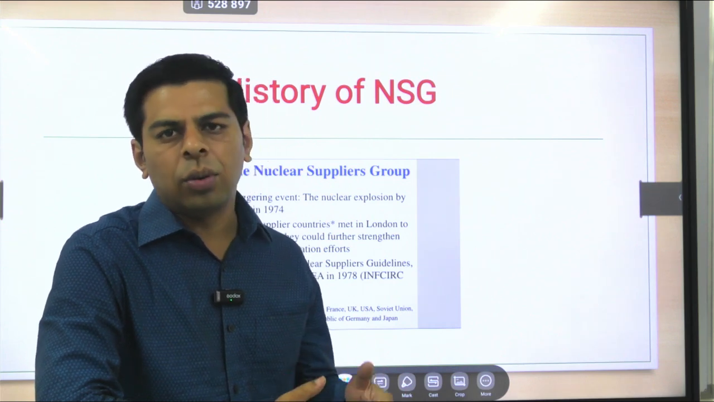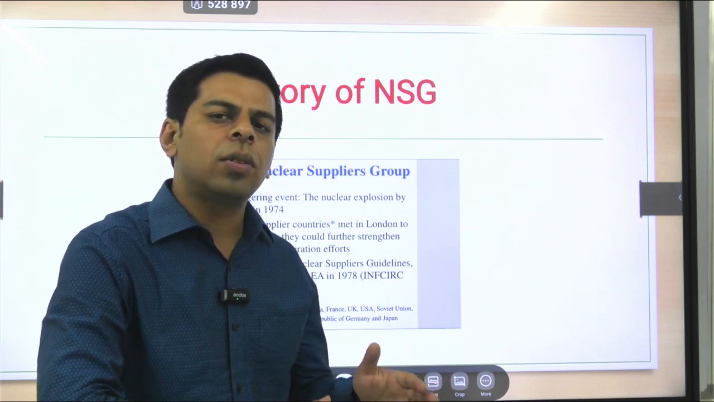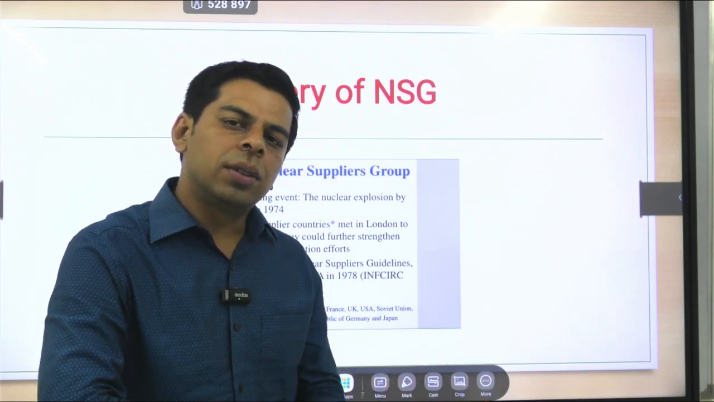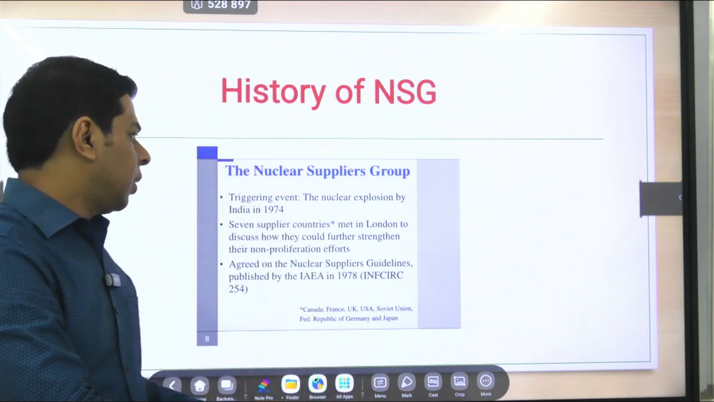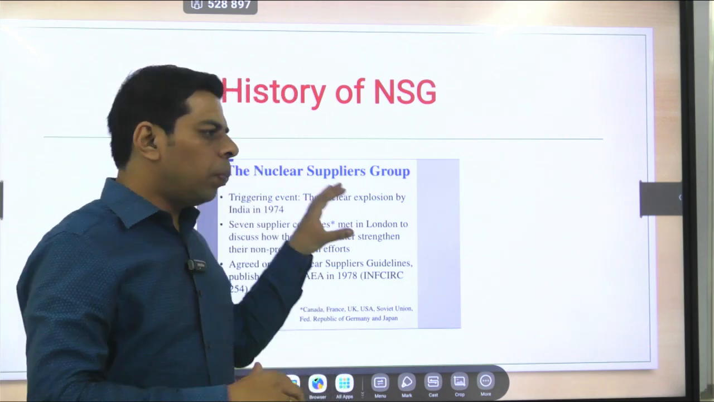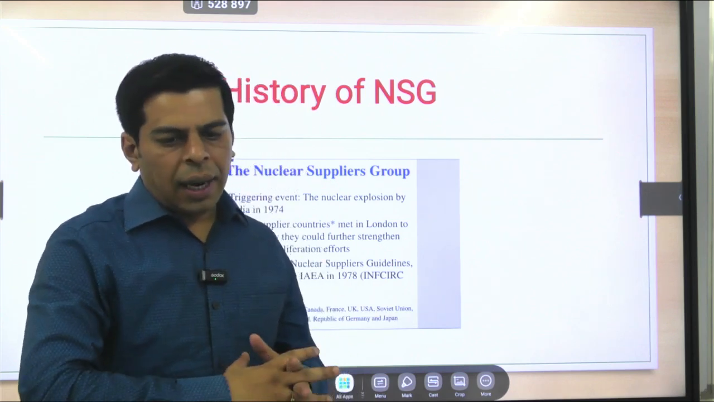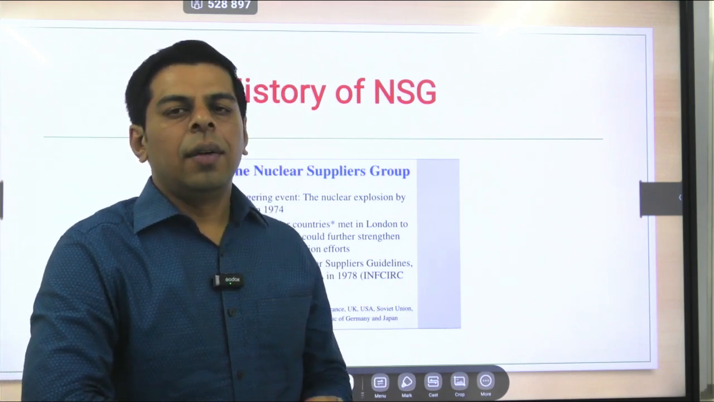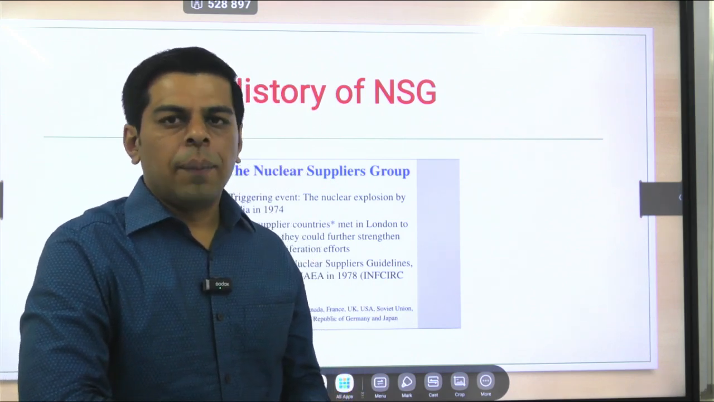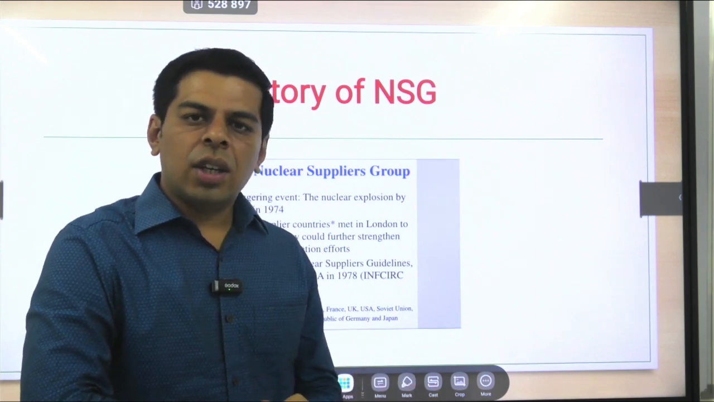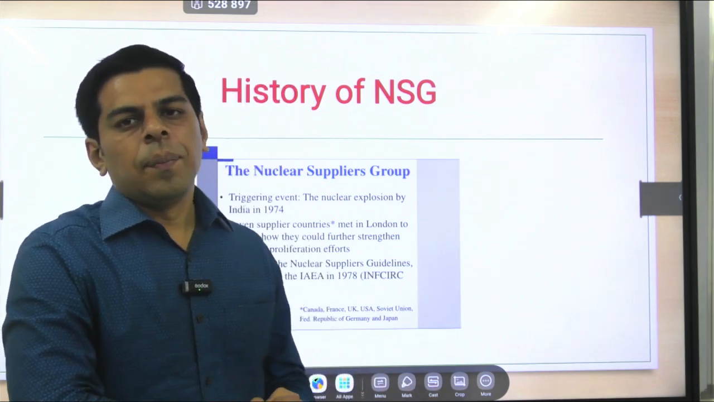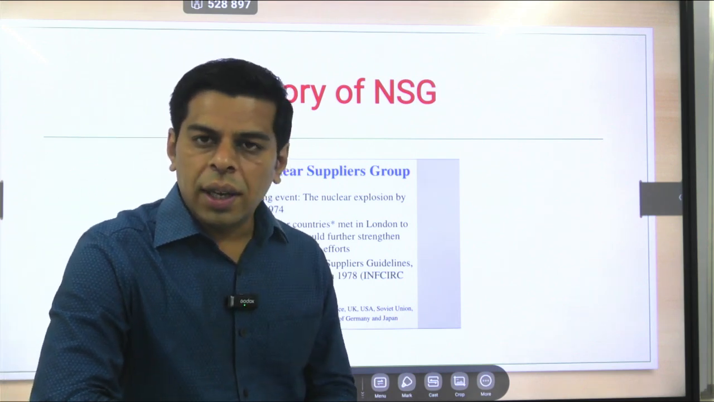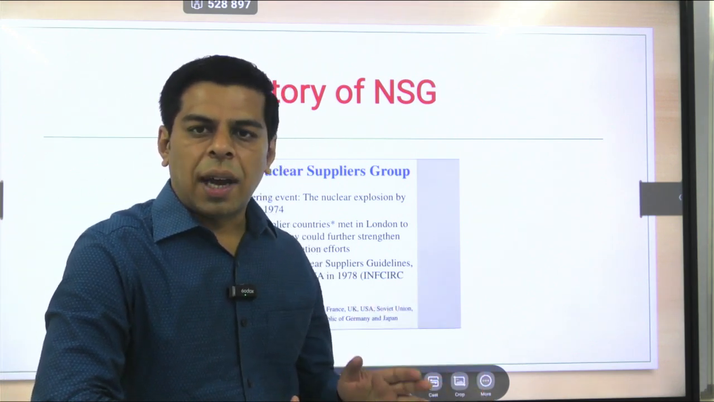as compared to the other three groups, because the other three groups are also more or less dual-use technology groups, but this one is quite significant. Now, this group came into being in 1974-75, and the trigger event was none other than India's nuclear weapon test at Pokhran, Rajasthan, which we know had the code name Operation Smiling Buddha.